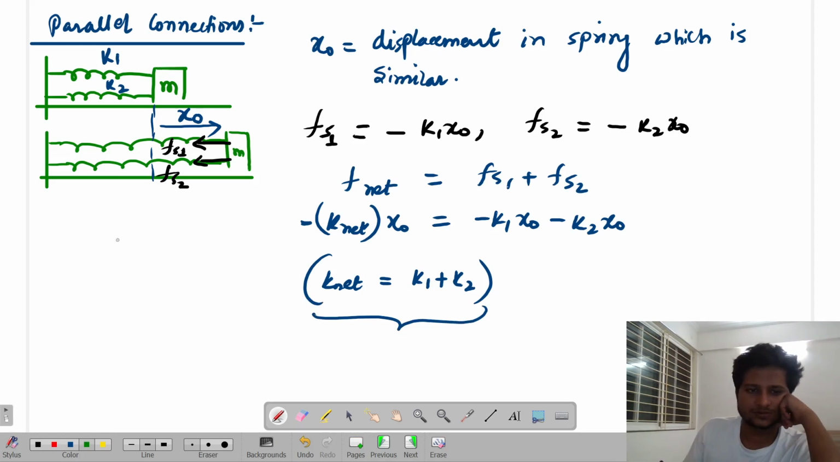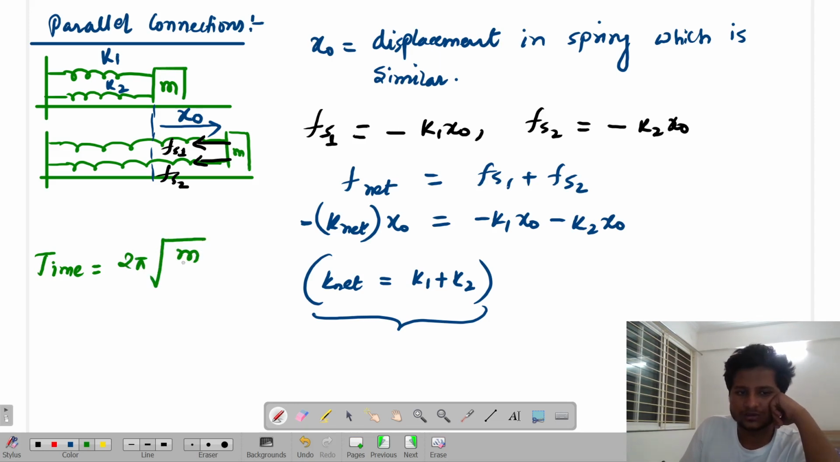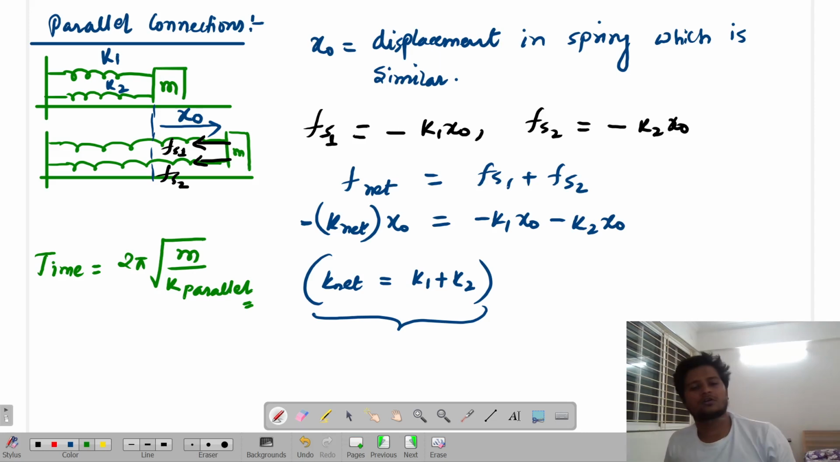Is that clear? So that is what we try to say in regarding this. And if you find the time period in this case, then time period becomes once again 2 pi root m by k net, only one block is there, k net in parallel. Are you able to get me or not?